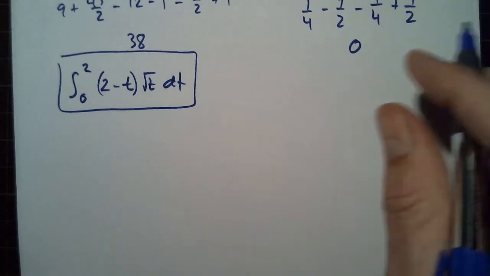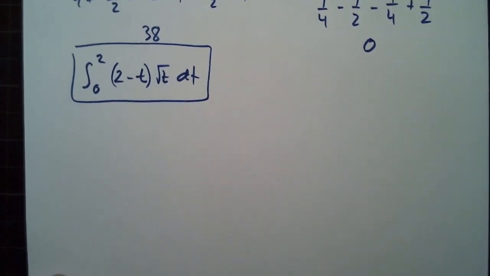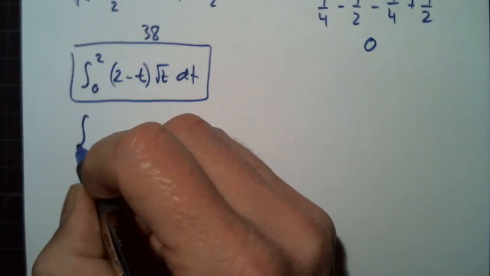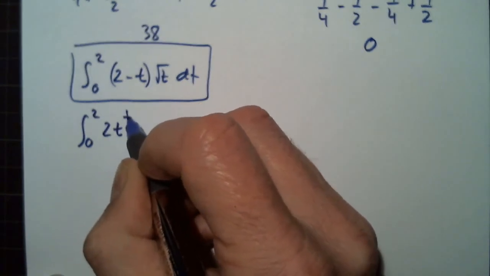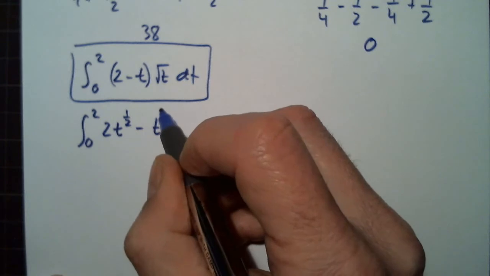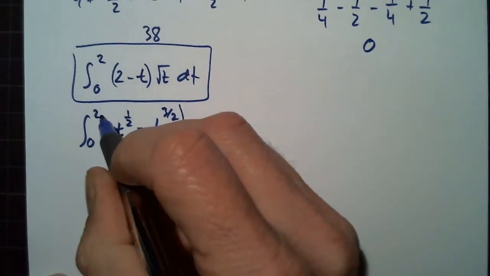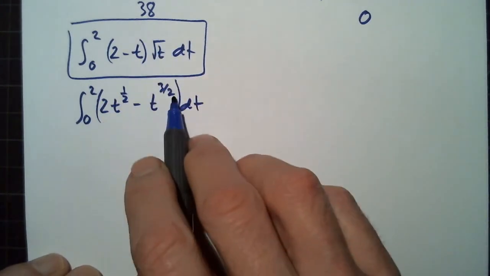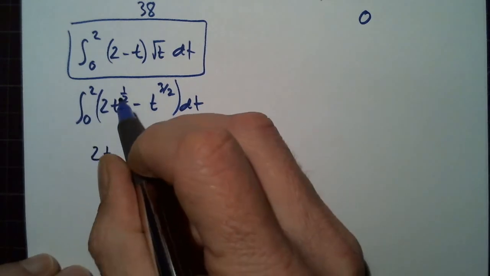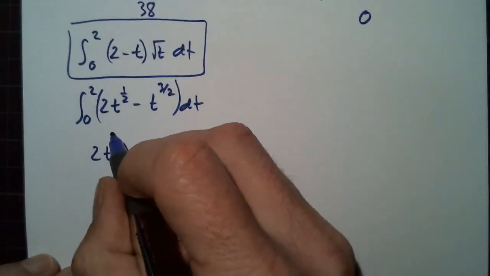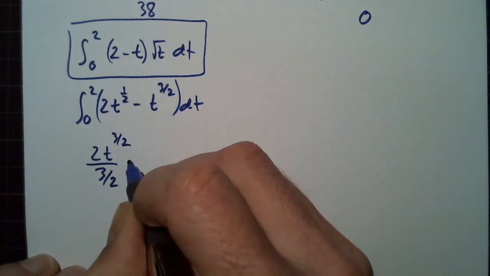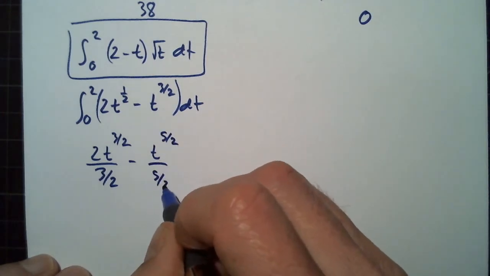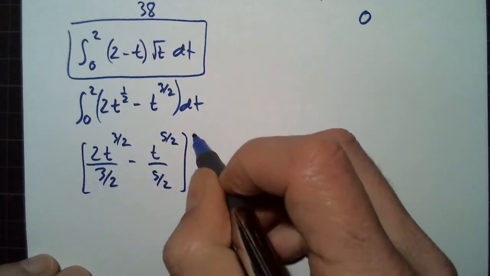Okay, so now let's just deal with some radicals. Here we'll distribute before integrating: 2t to the 1/2 minus t to the 3/2. T to the 1, t to the 1/2, we get t to the 3/2. Now we have 1/2 plus 1 is 3/2 divided by 3/2. 3/2 plus 1 is 5/2 over 5/2 from 0 to 2.